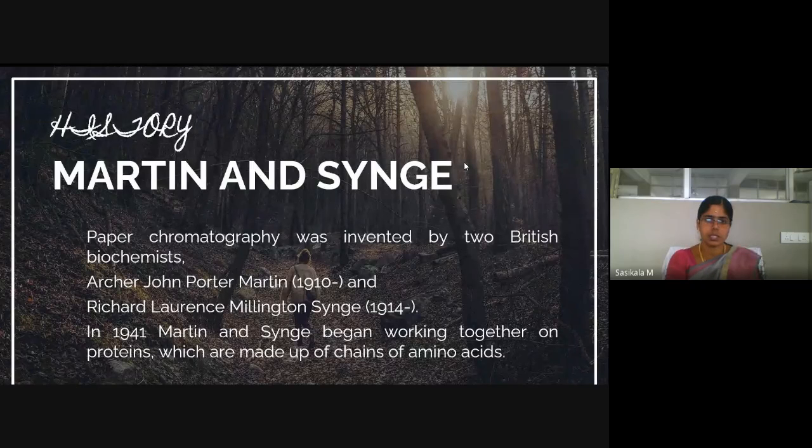About the history of paper chromatography: it was invented by Martin and Synge, two British biochemists. In 1941, both worked together to develop paper chromatography, and they separated proteins, which are made up of chains of amino acids. Paper chromatography is mostly preferred for separation of amino acids. So which sample is mostly developed by paper chromatography?